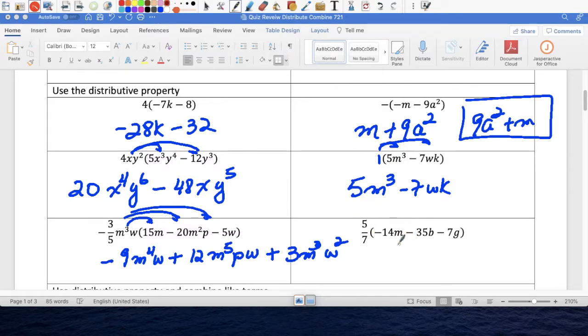5/7 times negative 14 is going to be negative 10m. 5/7 times negative 35, it's going to be negative first of all, and that's going to be 25b. I divide 35 by 7 to get 5, and then multiply by 5 to get 25b. Positive times a negative for the last one is going to be a negative, and then this one, 7 divided by 7 is just 1, and 1 times 5 gives me 5g. You can rearrange that alphabetically if you like. That's okay.